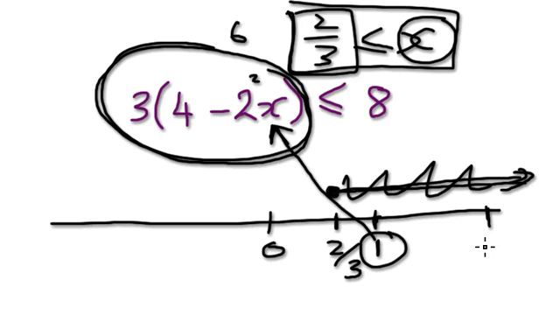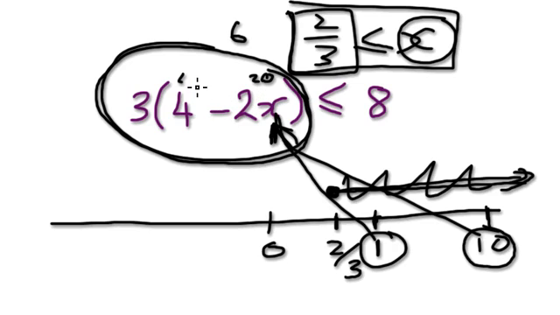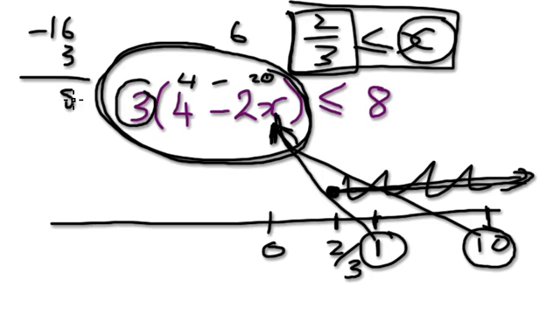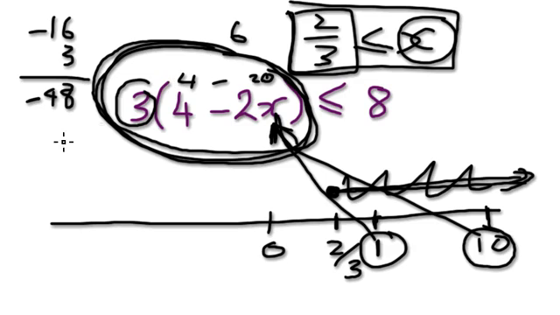You could try 10. Put 10 into here. So 2 times 10 is 20. Remember, we're going to take away 20 later. So 4 take away 20 will be minus 16, and then we times it by this 3 here. So times 3, this will be 48. So this whole thing here is minus 48, and minus 48 is less than 8.